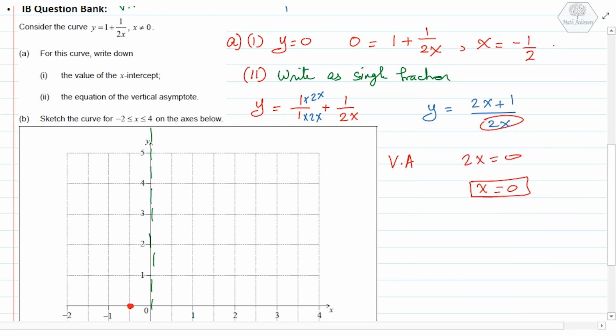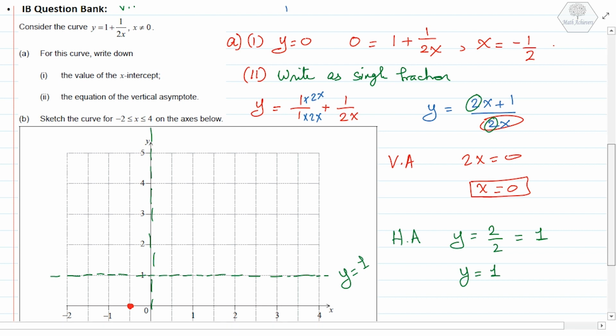Now, the equation of the horizontal asymptote is y equal to the coefficient of x in the numerator over the coefficient of x in the denominator, which is 2 divided by 2, giving a horizontal asymptote of 1. So my horizontal asymptote is y equals 1. Let's add the horizontal asymptote on our curve. This is y equal to 1.